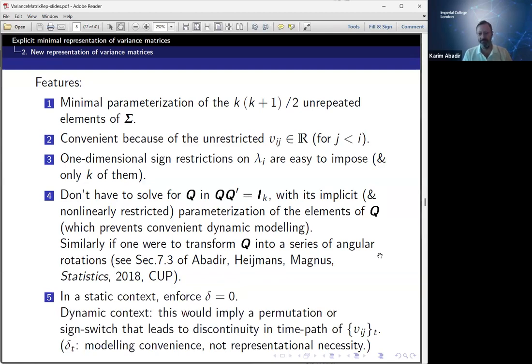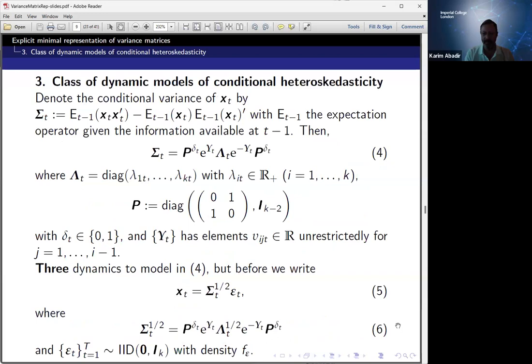It is possible to enforce in a decomposition that the eigenvectors give you an orthogonal matrix of determinant plus 1. But if you do that in a dynamic context, it's going to lead to discontinuities in the time path of the upsilons, of the elements of the upsilons, which are denoted by this. So even though it's not a necessity to have a delta in the static representation, in a dynamic representation from a modeling point of view it's really convenient. Otherwise, you'd have to model jumps in the process.